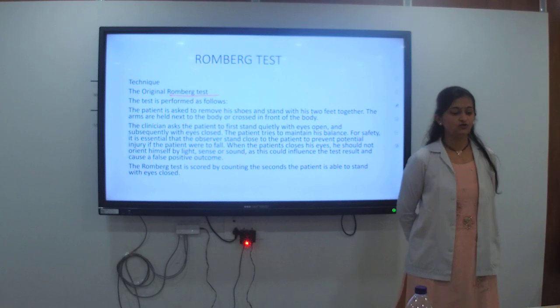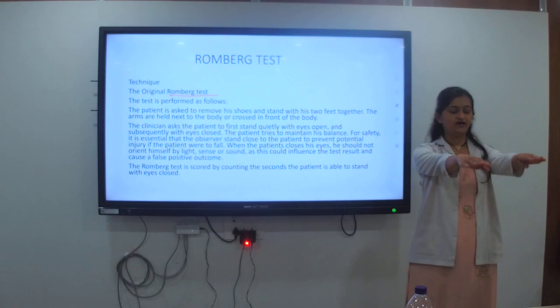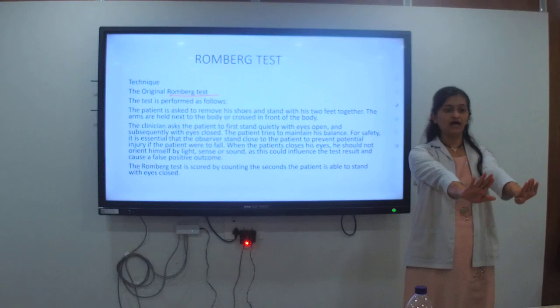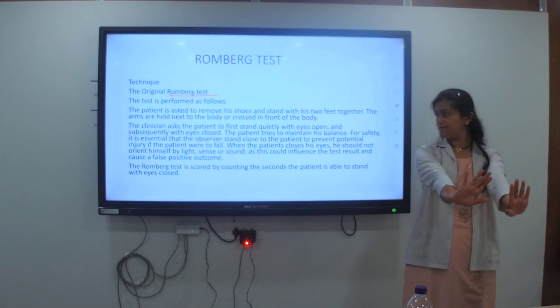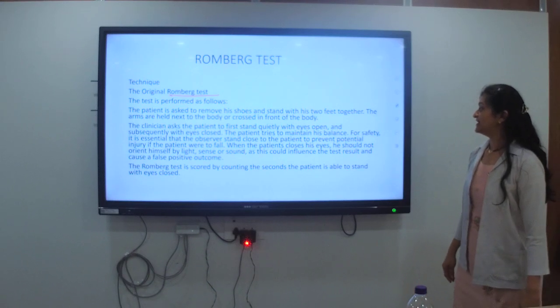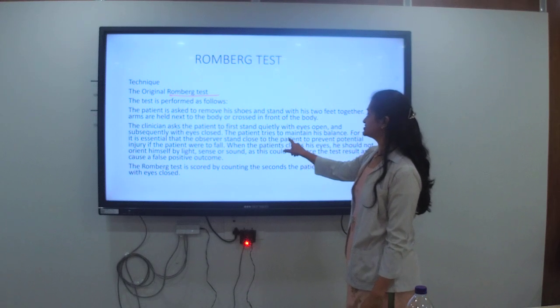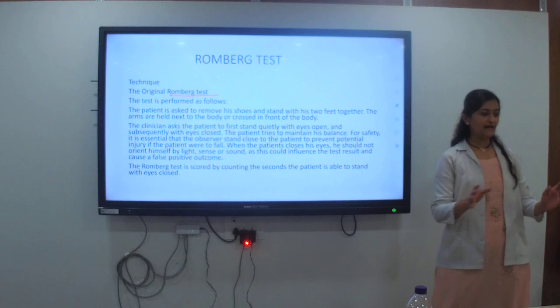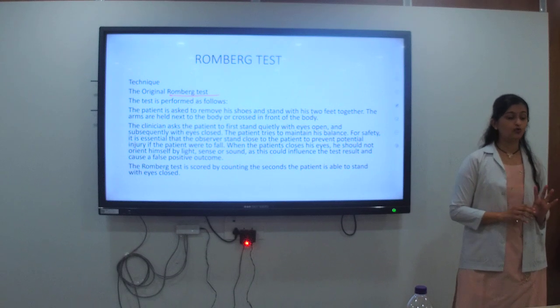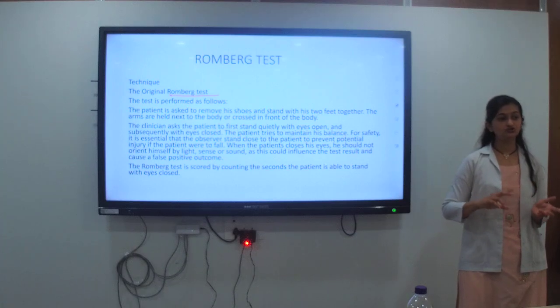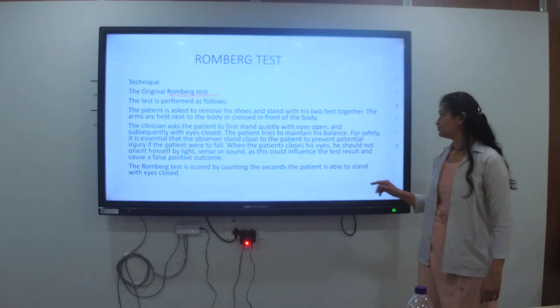So you have to stand like this, or just hold both the hands ahead, and initially the eyes should be open. You have to see the balance of the patient. The patient tries to maintain his balance. For safety, it is essential that the observer stands close to the patient. If the balance is hampered, what is your role? The therapist has to stand near the patient so that the patient does not sway or fall down.